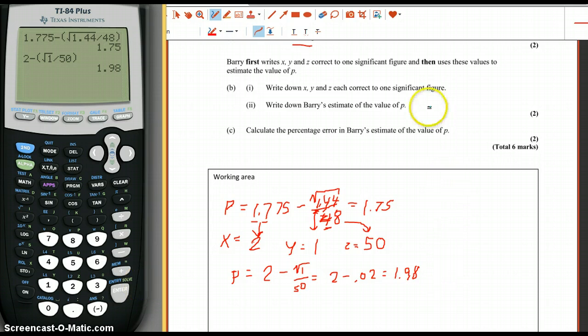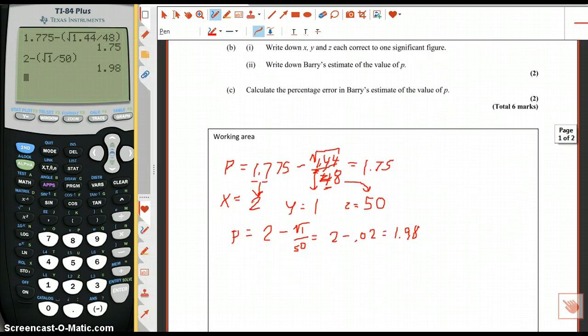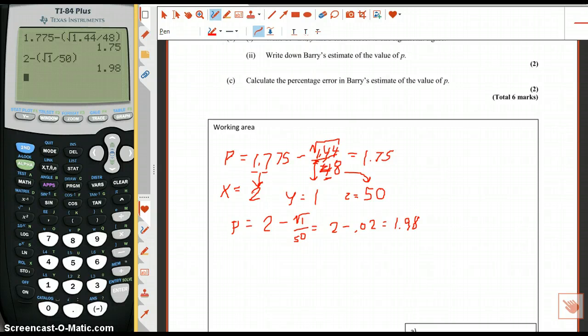That was B2. Now let's go to part C. Calculate the percentage error in Barry's estimate of the value of P. Okay, so now we have an exact value and we have an approximate value. This is the exact value, and this is the approximate value. Okay, so to find the error, we take the absolute value of the difference of two things. One is the approximate value, and one is the exact value.